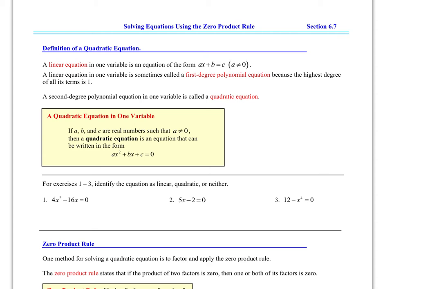There are two different types of equations that we're going to look at. We're going to look at linear equations, which is maybe what we're used to, and the equations that we're going to solve in this section are quadratic equations. So what's the difference? A quadratic equation is a second degree polynomial with just one variable in it. So if we're looking at exercises 1 through 3, let's identify these equations as linear, quadratic, or neither.